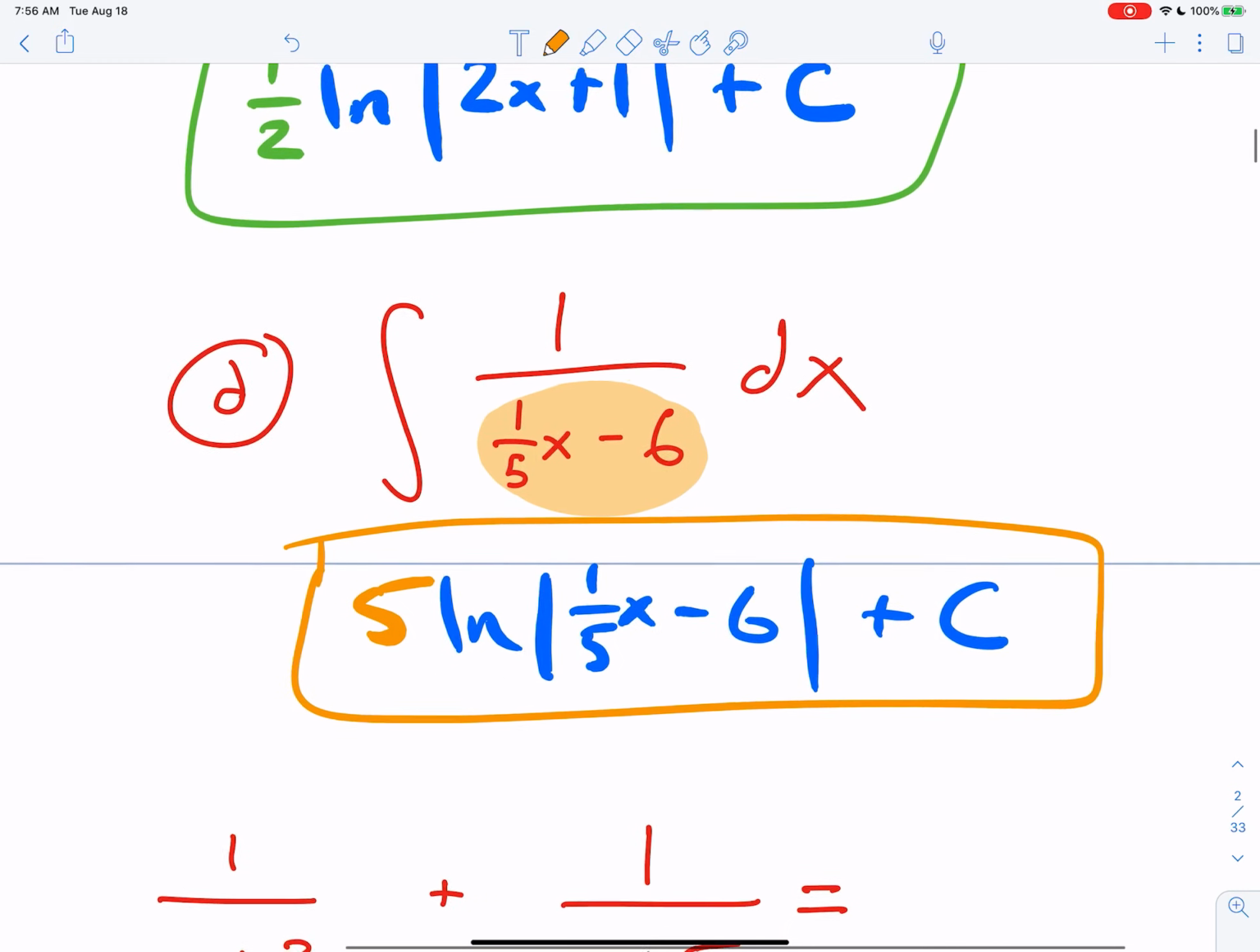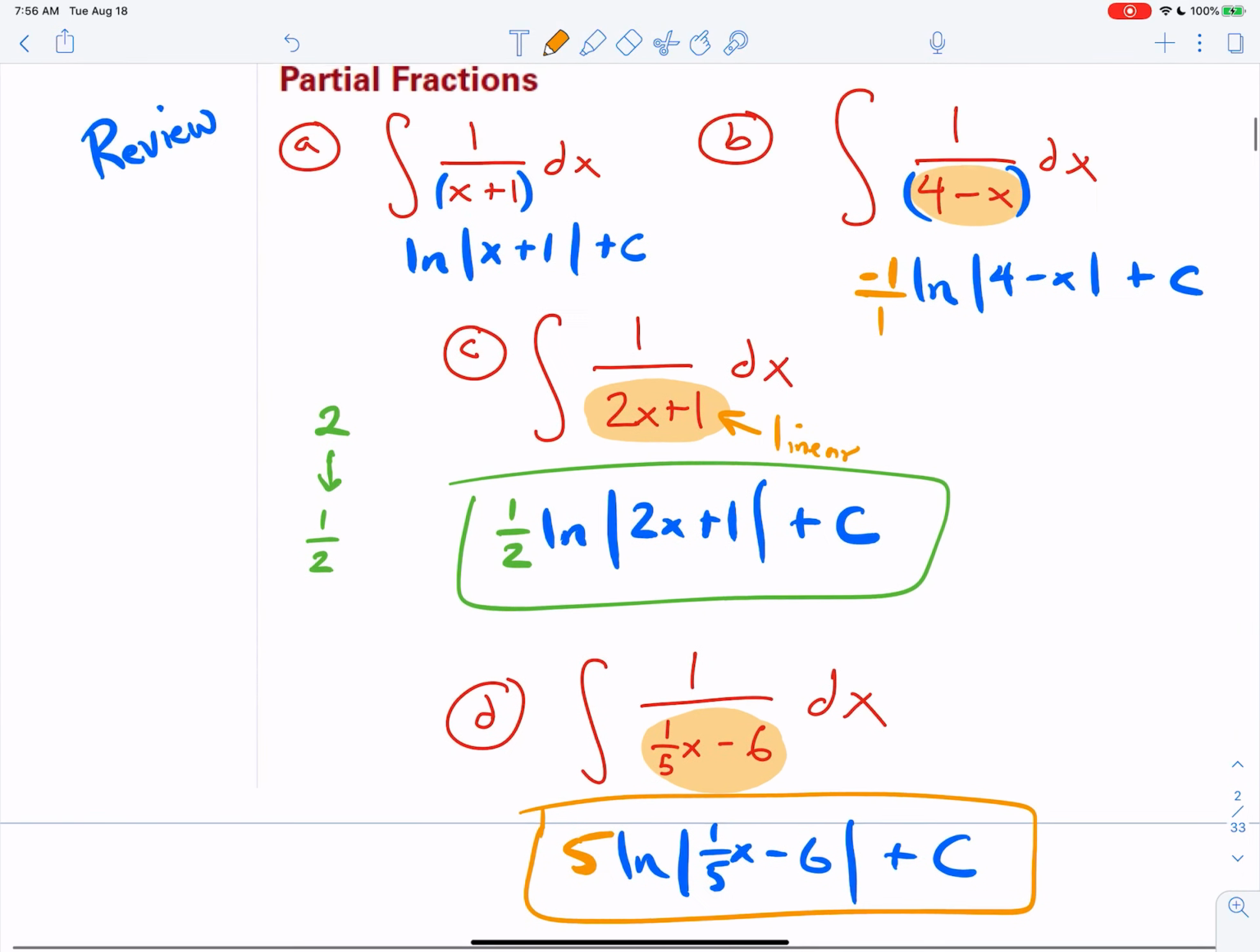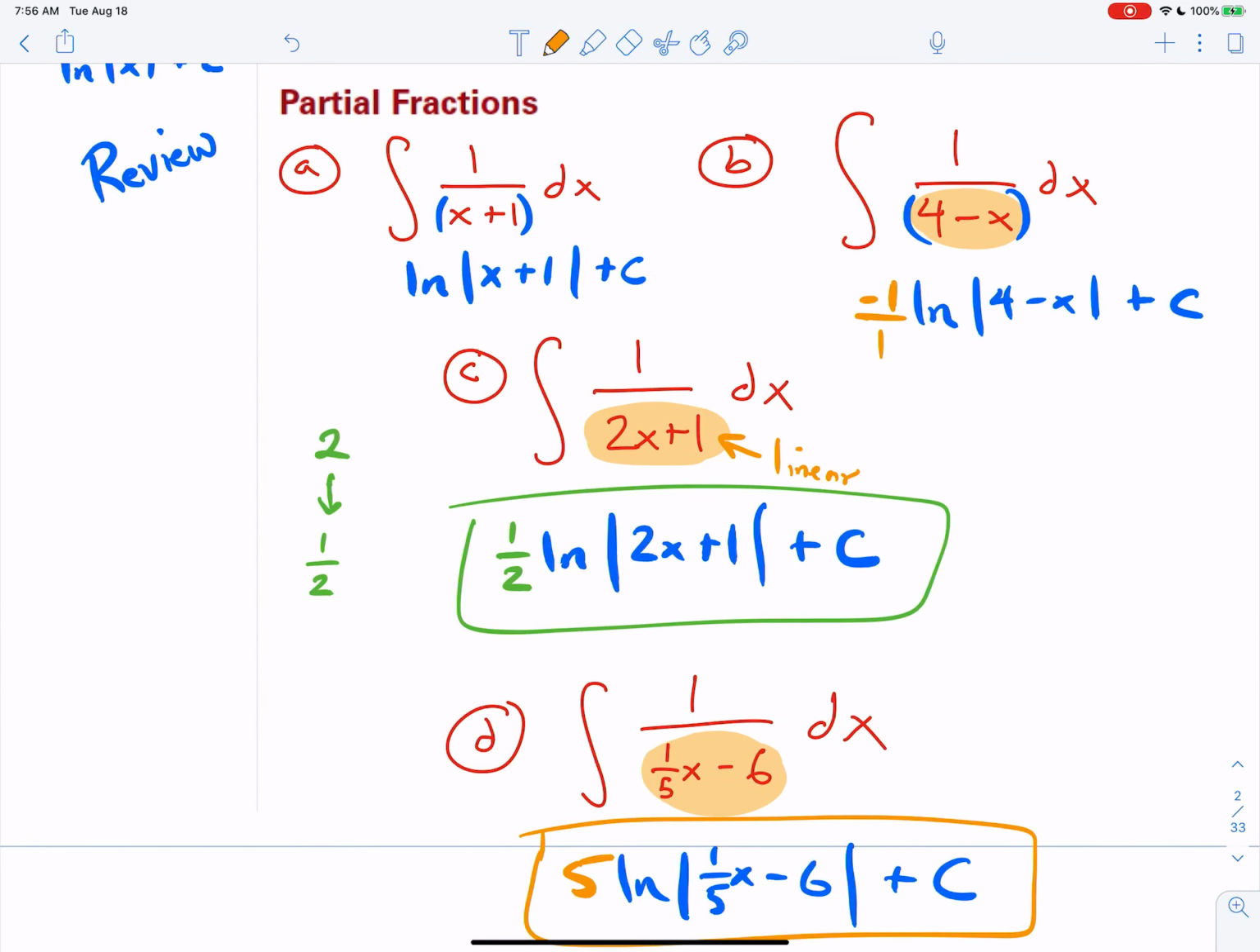Now, we went over 4 different examples here. If you still need more, let me know. I'll be live in the lesson.